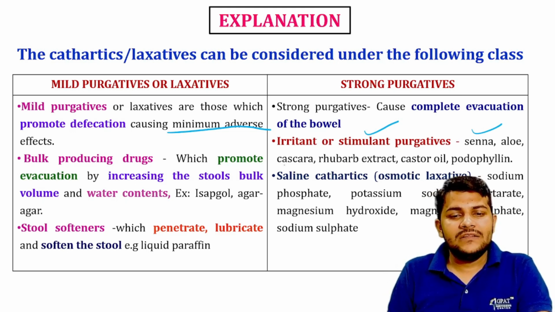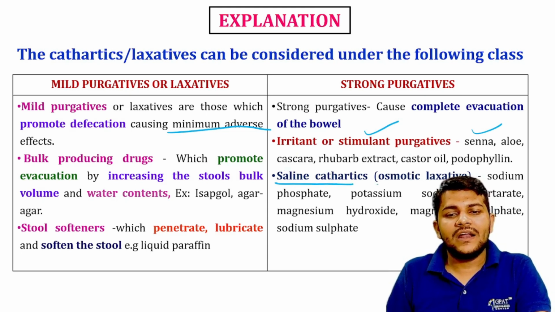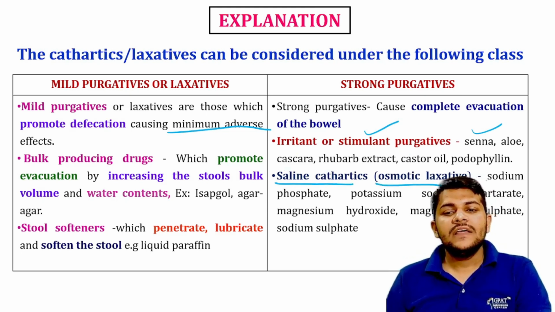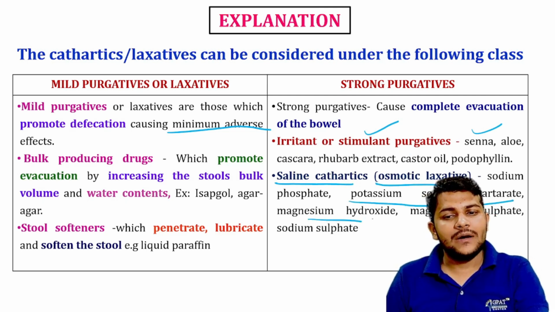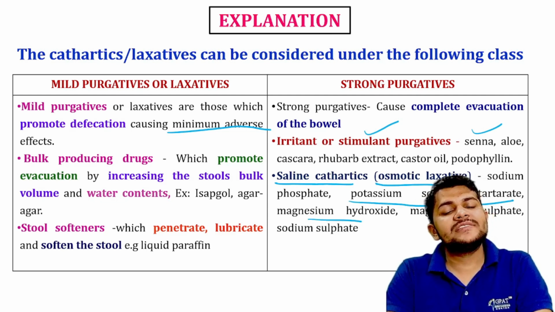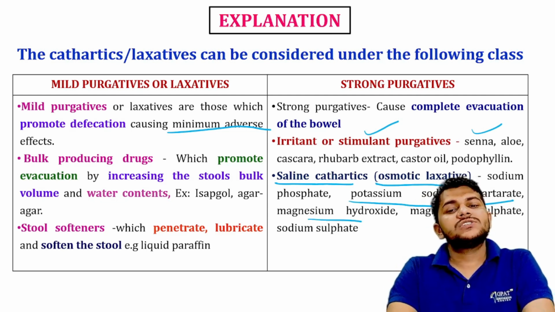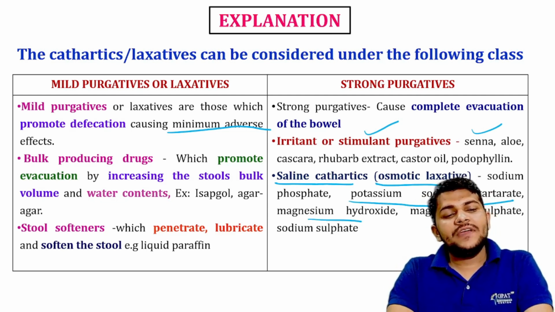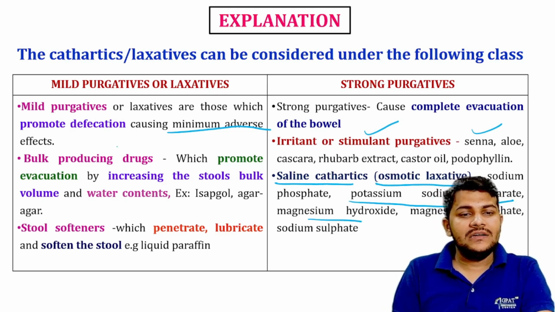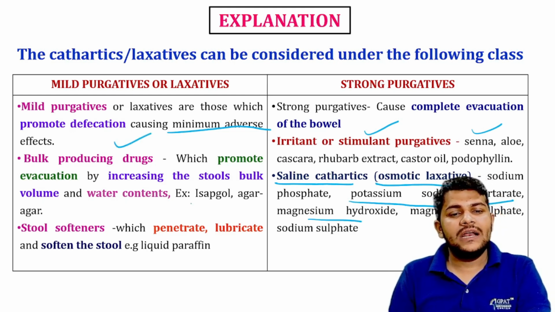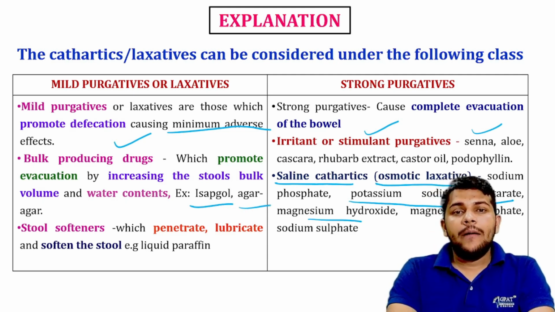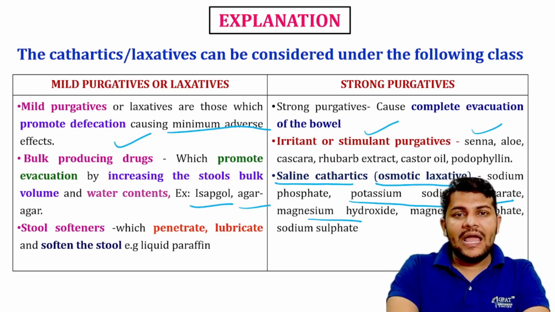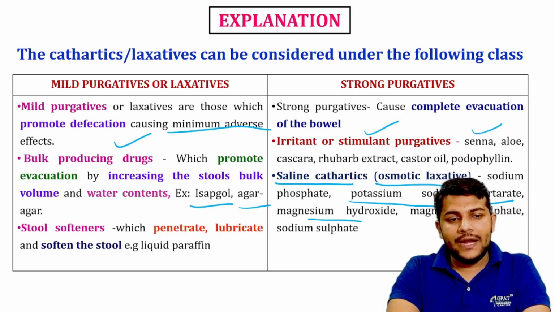After that we have the saline cathartics, also known as osmotic laxatives. These are sodium phosphate, potassium sodium tartrate, and magnesium hydroxide compounds, specially designed for strong purgative action. Next we have the bulk drugs that act as mild purgatives, like isabgol and agar. Isabgol is obtained from the plant Plantago ovata, and the swelling index is the useful criterion for determining its purity.